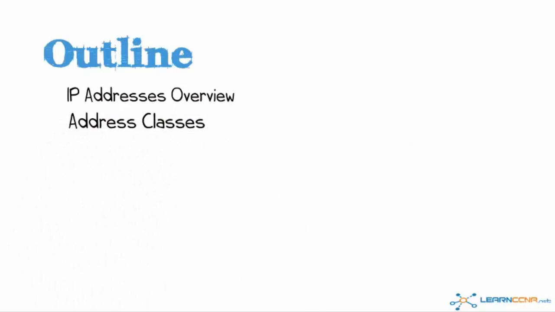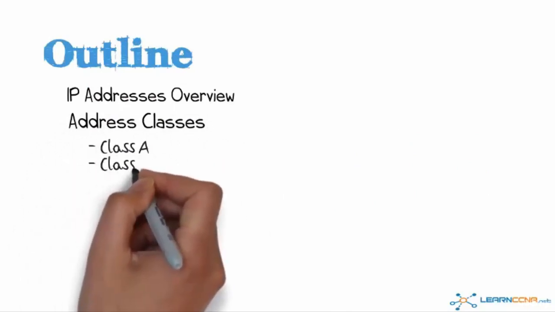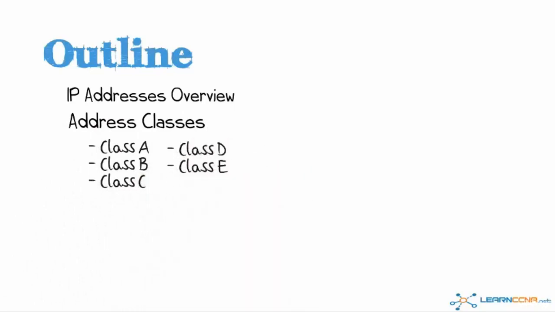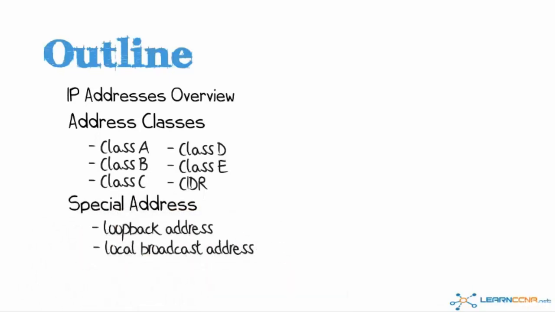We're going to look at an overview of IP addresses, what they look like and how they function. I'm going to explain the various address classes that you get in IP version 4. In other words, Class A, Class B, Class C, Class D, and Class E. We'll also talk about CIDR and how that changes the address classes. But as a foundation, it's important that you understand the 5 address classes A, B, C, D, and E. We'll look at special IP addresses, including the loopback address, the local broadcast address, and other special addresses. And lastly, I'm going to explain what network masks do and why they're important with regards to IP addressing.